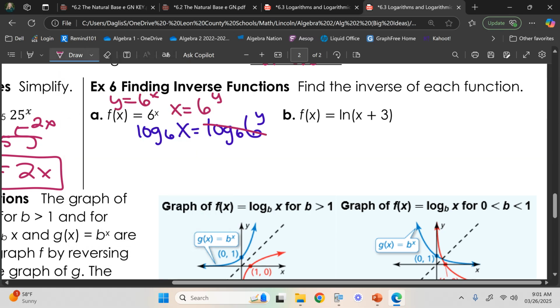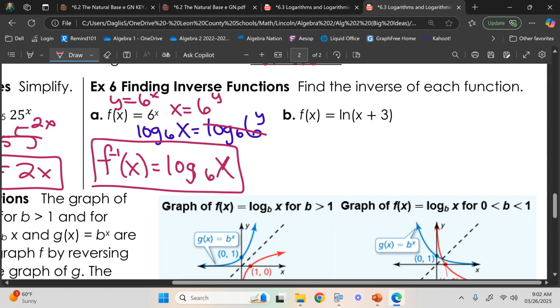So over here, they get to cancel. That's the whole point. And now we have y by itself. So our inverse function is going to be log base 6 of x. So 6 to the power of x, log base 6, they are inverses of each other. Okay? When we start solving, which I believe is section 5.9, we're going to be doing a lot of this over and over and over again. Okay?